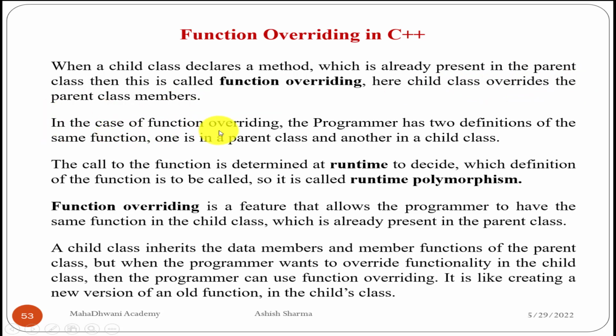In the case of function overriding, the programmer has two definitions of the same function. One is in a parent class, another is in a child class, as I told you. The call to the function is determined at runtime to decide which definition of the function is to be called. Which function should be called at runtime, this decision is taken by the compiler at runtime. So this is called runtime polymorphism or late binding.